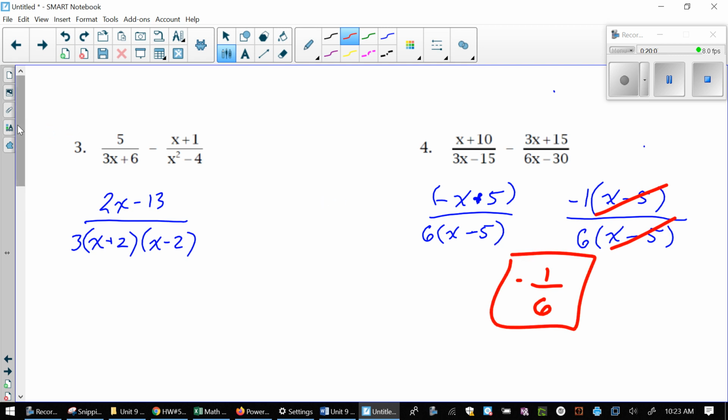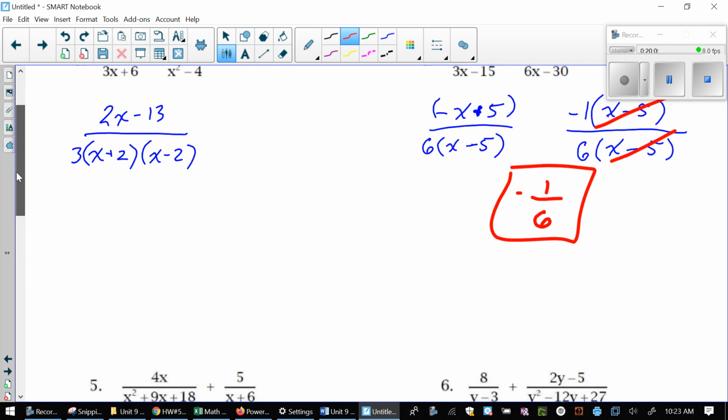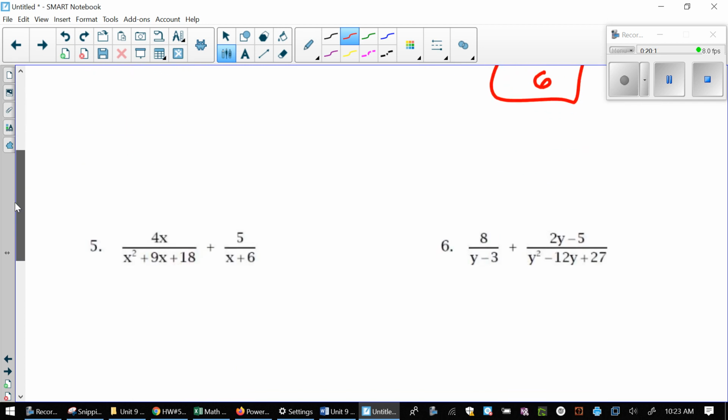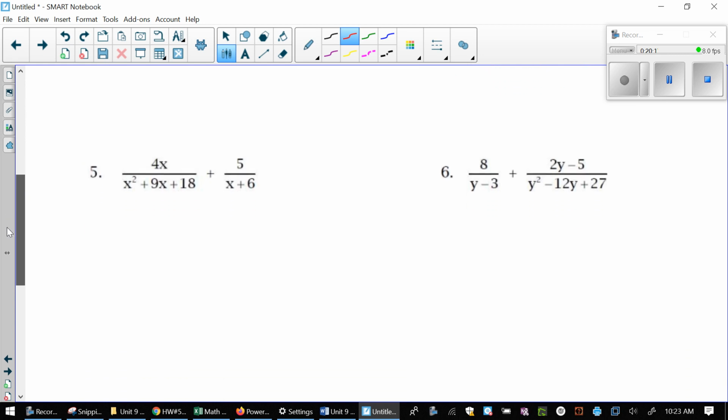All right, still check out 3 and 4. You've got the solutions. Make sure that makes sense to you. And I'm going to do 5 and 6 for you, and then we'll call it a day.